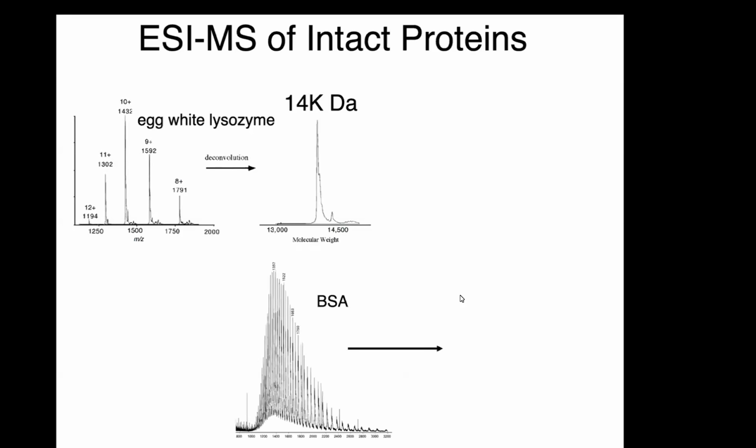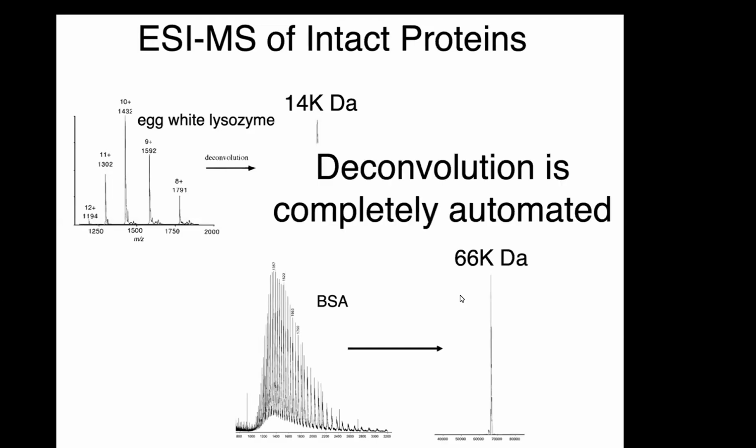If we take a larger protein, the charge envelope becomes much more complicated, and it'd be quite difficult to process this data manually. However, we can still deconvolute to determine the intact mass of 66 kilodaltons. And this is enabled by the fact that deconvolution is completely automated in the software. So you can go from collecting your raw data to determining the intact mass of your protein in a matter of seconds.